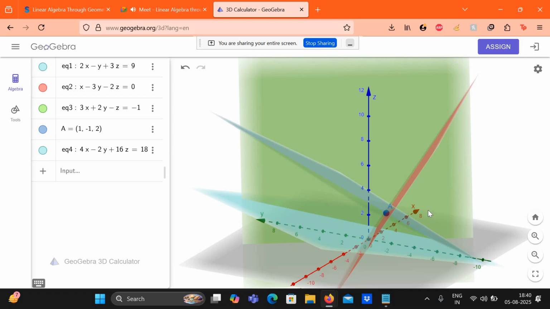No, that's what. See, even if they intersected at one point, right? It doesn't look like an intersection of a point.